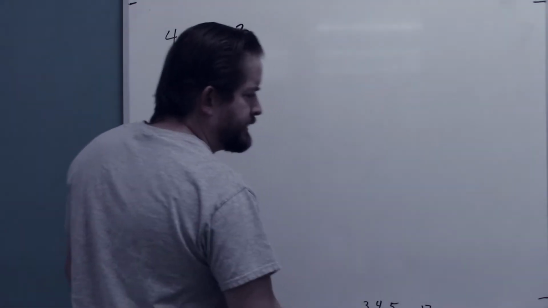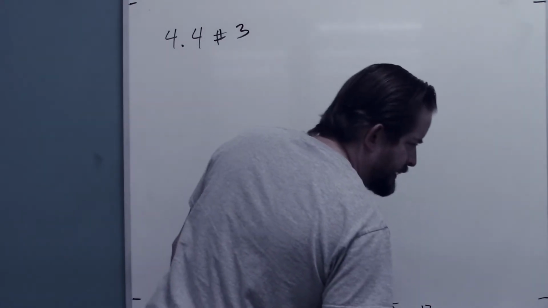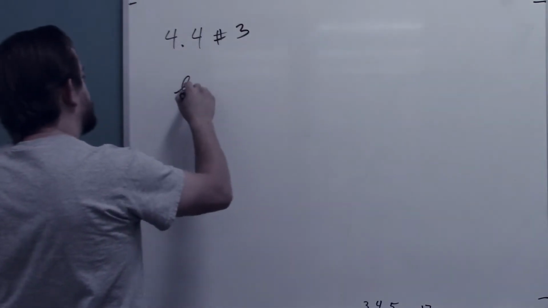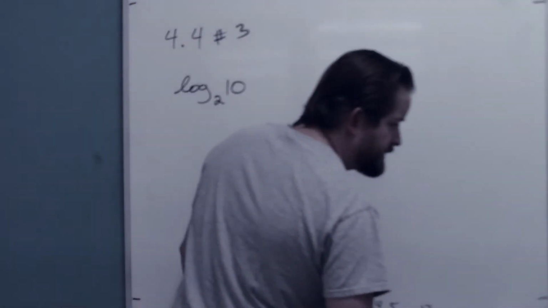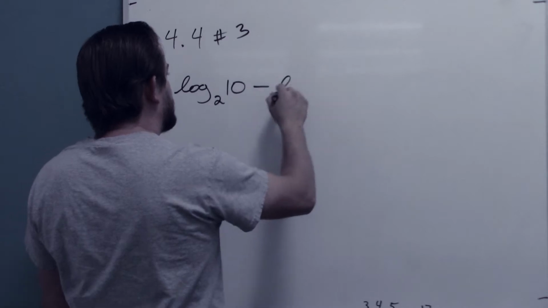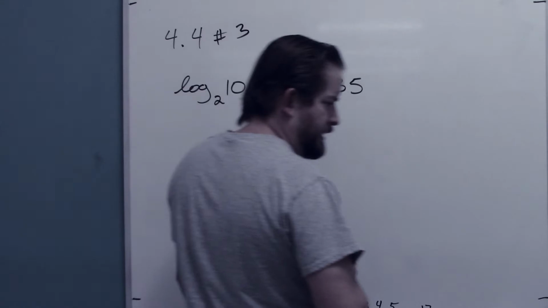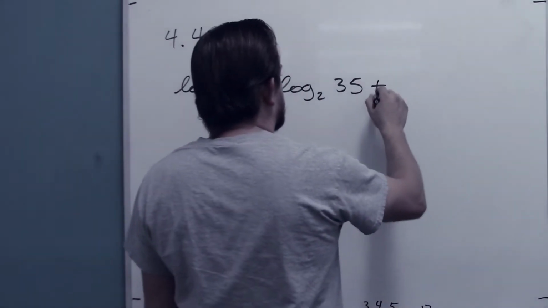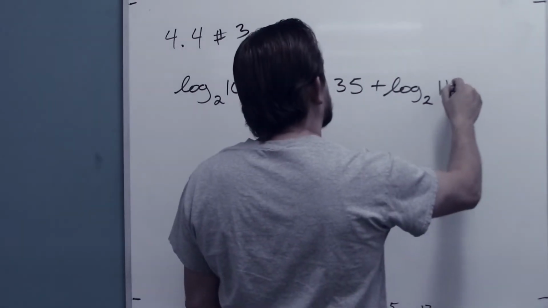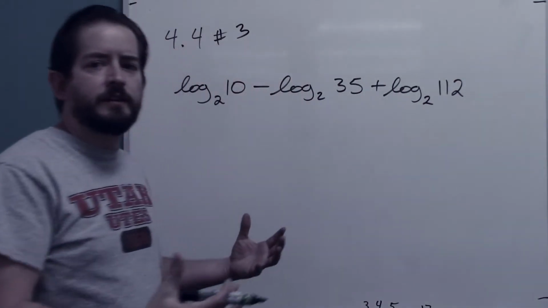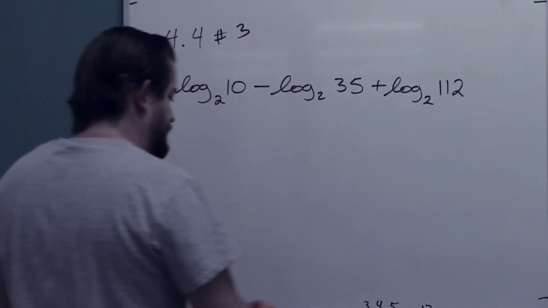Number 3 is a string of logs. So I have log base 2 of 10, minus log base 2 of 35, and plus the log base 2 of 112. Okay. We're going to use a couple of different laws of logarithms to help us simplify this without having to use a calculator.